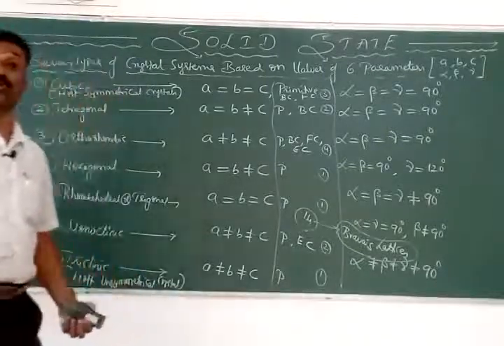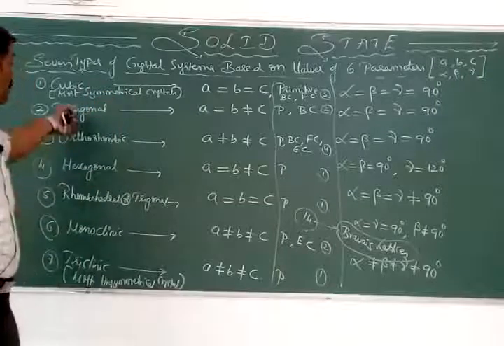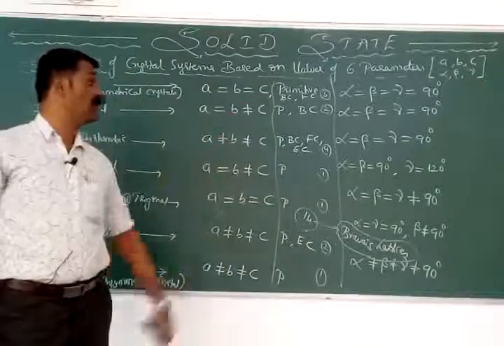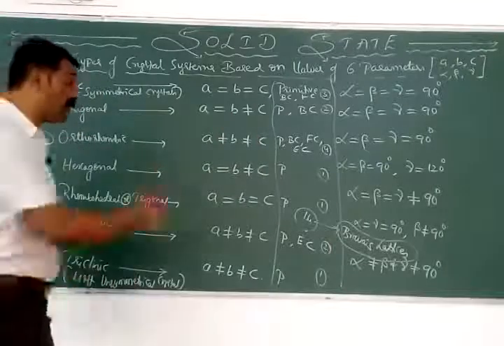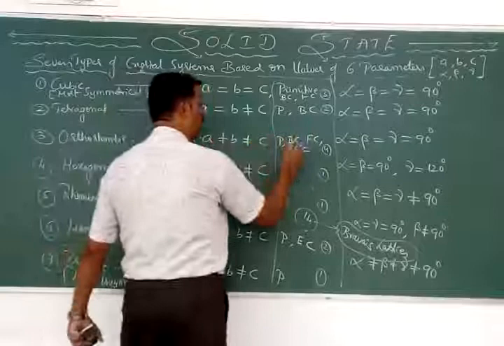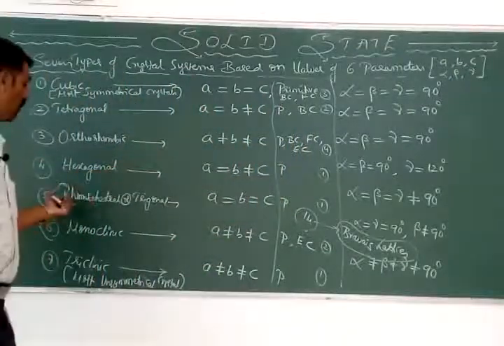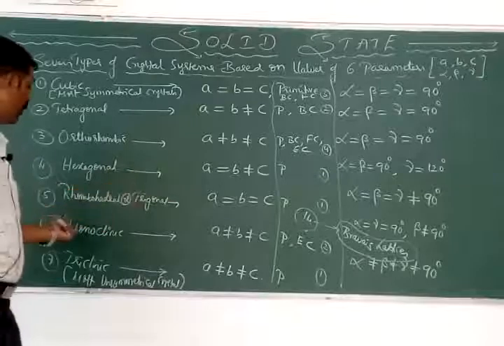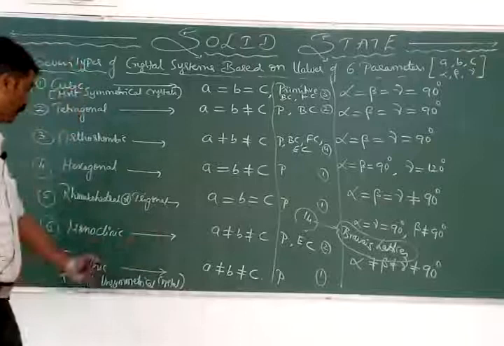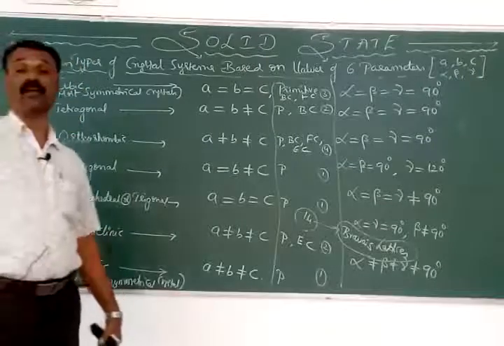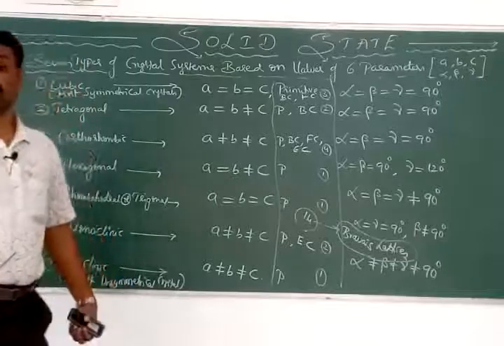Means with respect to cubic, we are having the primitive, body centered and face centered. Whereas with respect to tetragonal, we are having the primitive along with the body centered. With respect to orthorhombic, we are having all the four possibilities like primitive, body centered, face centered, and then the end centered. And hexagonal and then the rhombohedral refer to only the primitive. Monoclinic is having primitive along with the edge centered. And finally the triclinic is having the same what? Primitive.